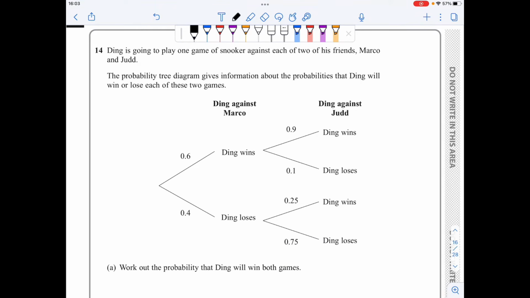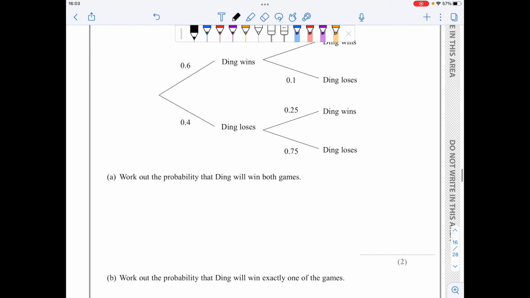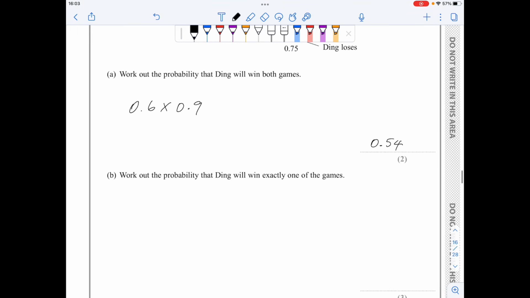For question 14, part A, I need the probability that Dean wins both games, as the probability he wins the first one times the probability he wins the second one. So that's 0.6 times 0.9, which comes out to be 0.54.